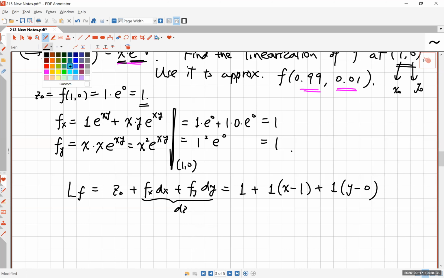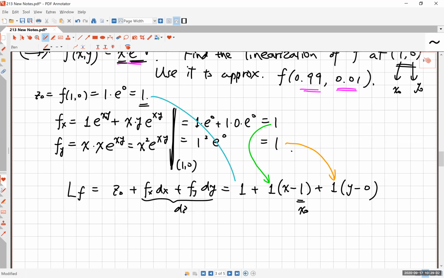Because there's so many 1s, let me just color code this. This 1 comes from this, okay? And this one is that thing, okay? Maybe I should go this other way. So this goes to that. And then another color here, this one is going to that one, okay? And so that's what this is. And this is x naught. And this is y naught. And this is z naught. Okay, so the linearization of this function f. And by the way, f is a very complicated function, right?